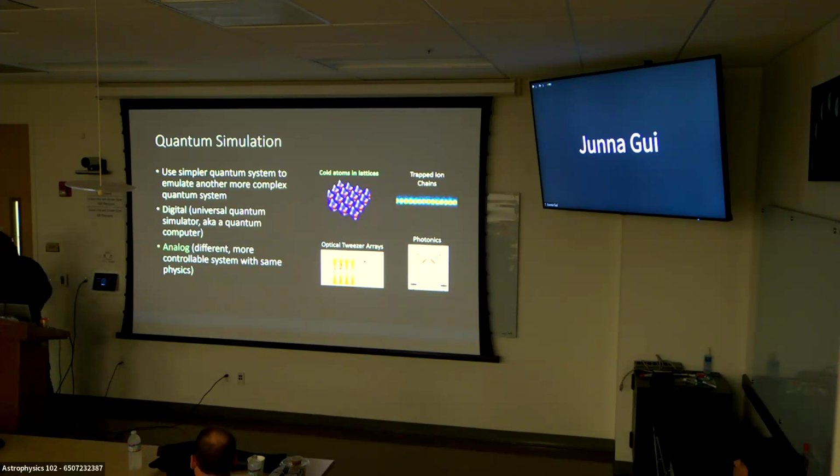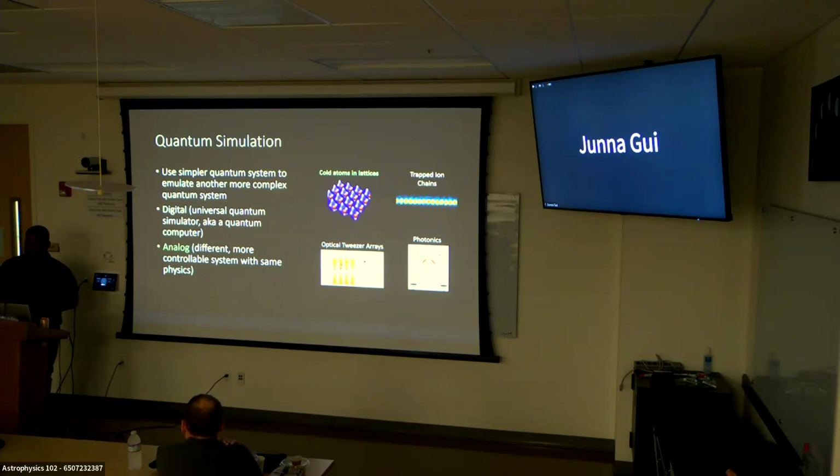Okay. And so when you think of quantum simulation, you can typically think of it in two different ways. That is digital simulation. This will be what's called a universal quantum simulator. This is a proper quantum computer where you're implementing gates and such. Or analog simulation. This is a system that is different from the solid-state system you want to emulate. You can think of it as a toy model of that solid-state system, but one that is much more controllable than a solid-state system.